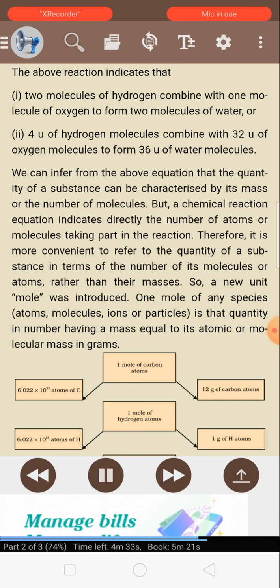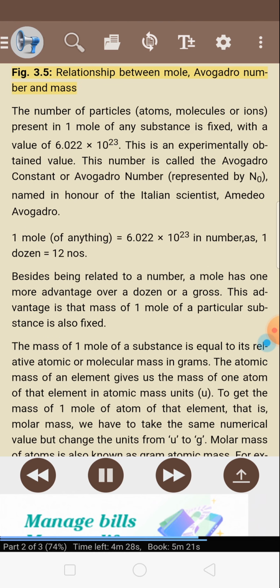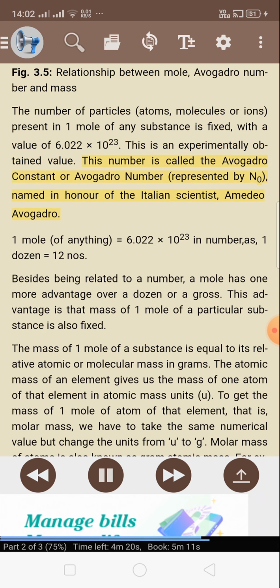Figure 3.5. Relationship between mole, Avogadro number, and mass. The number of particles, atoms, molecules, or ions present in 1 mole of any substance is fixed with a value of 6.022 × 10^23. This is an experimentally obtained value. This number is called the Avogadro constant or Avogadro number, represented by N0, named in honor of the Italian scientist Amedeo Avogadro. 1 mole of anything equals 6.022 × 10^23 in number, as 1 dozen equals 12 nos. 1 gross equals 144 nos.